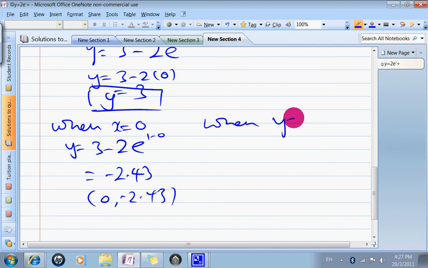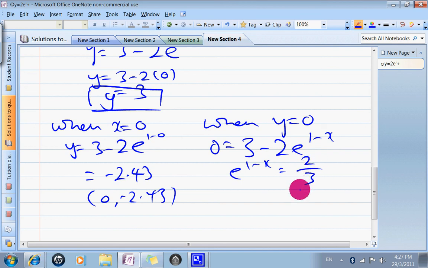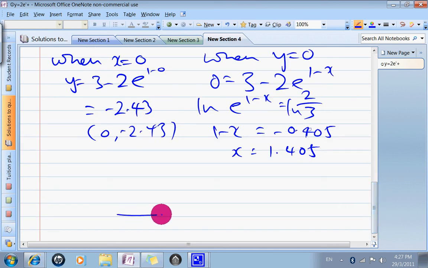When y is 0, 0 equals 3 minus 2e^(1 minus x). So e^(1 minus x) equals 2/3. Take ln of both sides. So 1 minus x equals ln of 2/3. And that gives me negative 0.405, and x will be equal to 1.405.